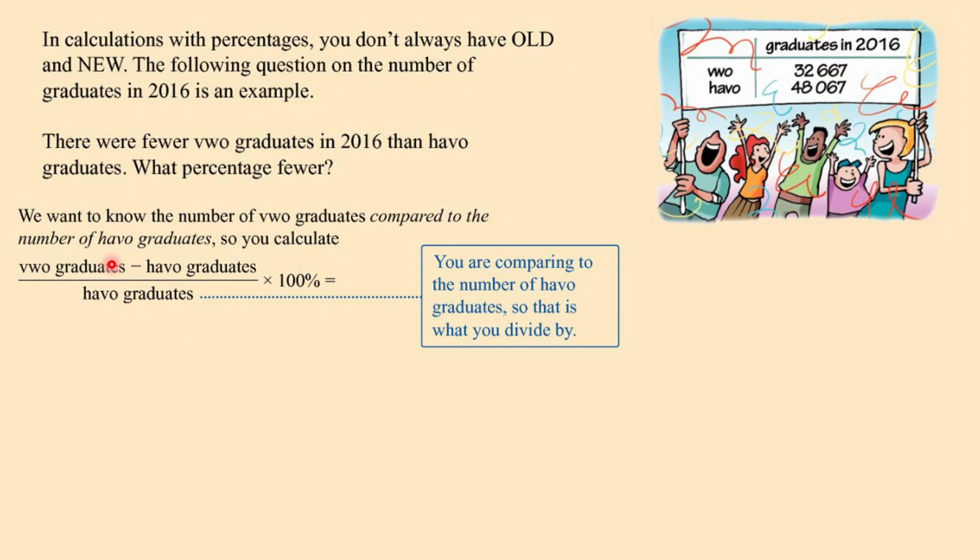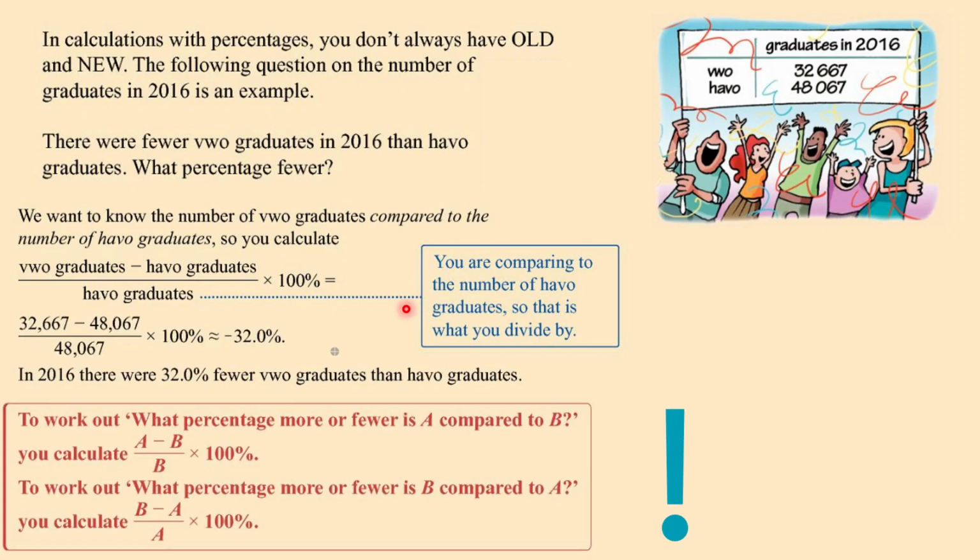And this you can calculate, and hopefully you see some kind of resemblance here to new minus old over old. Now it's VWO minus Vwo over Vwo times 100%. Here you find minus 32%, so 32%. And now you say fewer, right? It's not a decrease here because we're comparing, it's not over time. You say that there are 32% fewer VWO graduates than Vwo graduates, which is logical because VWO is smaller than Vwo.